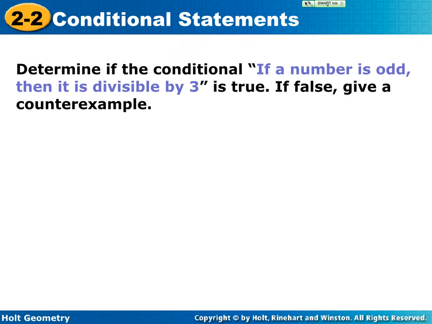Okay. If a number is odd, then it is divisible by 3. Determine true or false, counterexample, and let's not shout it out so much. Let's think and raise our hand, so others have time to think. True or false?